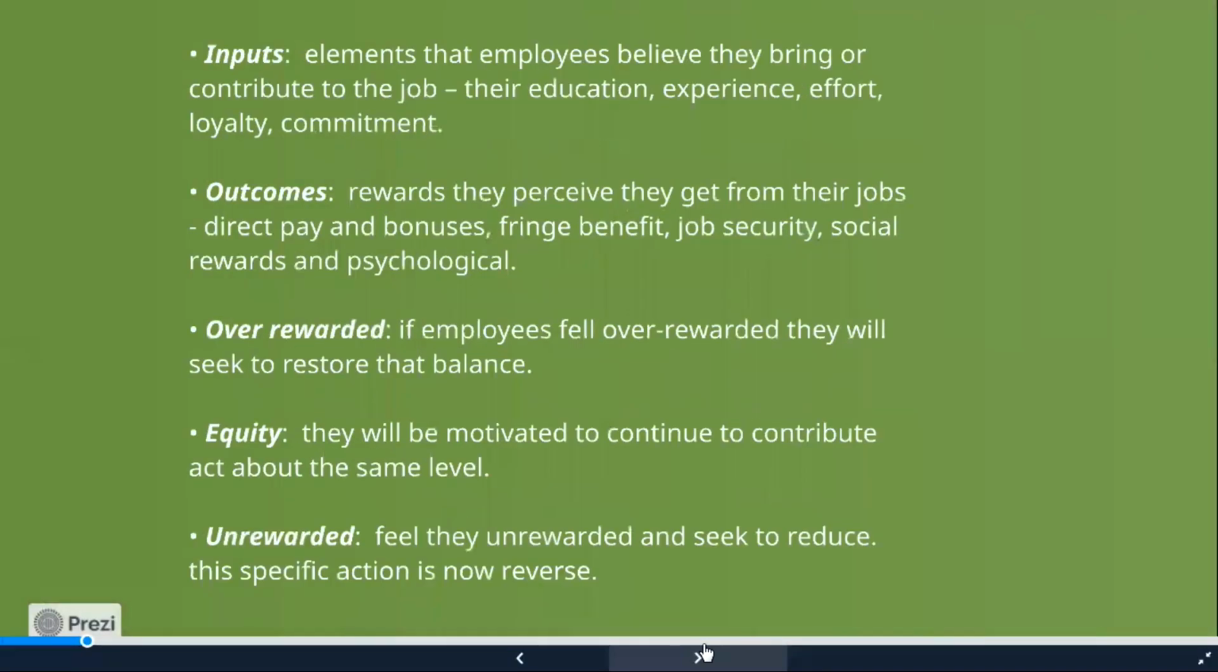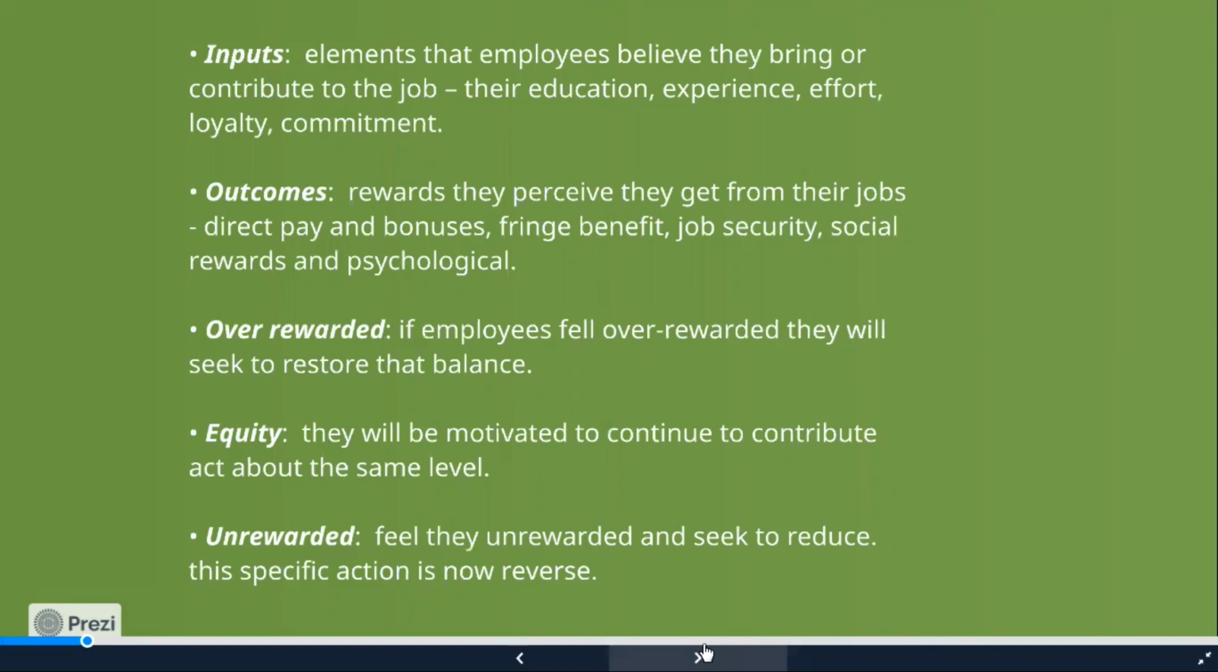We call it the equity theory. So Stacey Adams kind of invented the theory. He was the father of the theory in a way. So, inputs, outcomes, over-rewarded, equity, unrewarded.